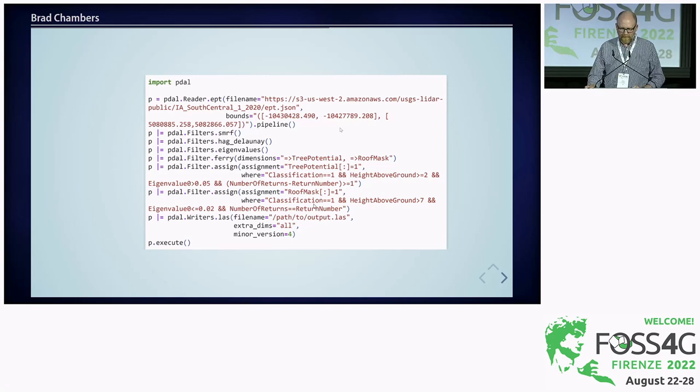Similarly, you can take that same short list of dimensions and come up with a crude classifier for the roof, right? Those points that were unclassified, here they must have been looking for tall buildings because it was over 7 meters. They were looking for small eigenvalues, and for points that were last returns. And using that, they output it to LAS.